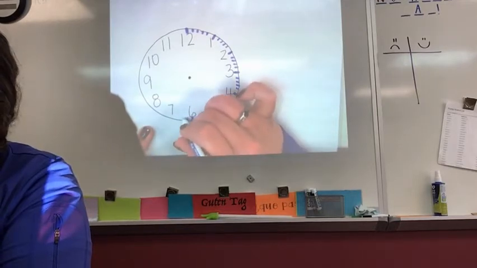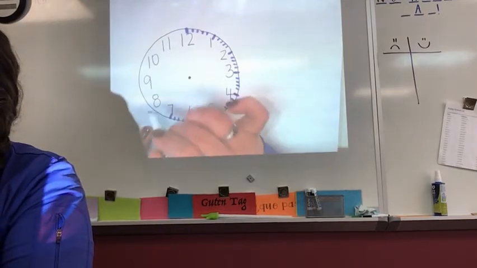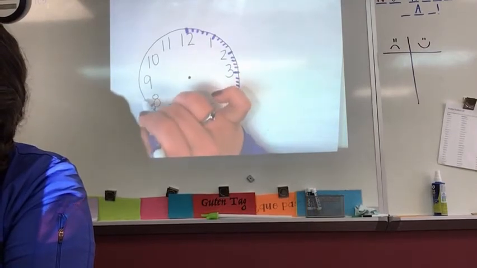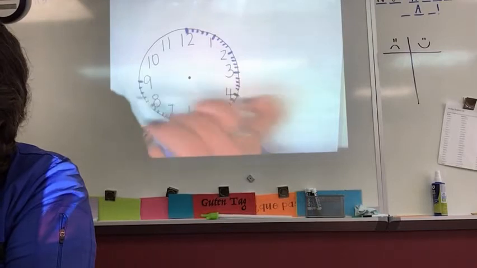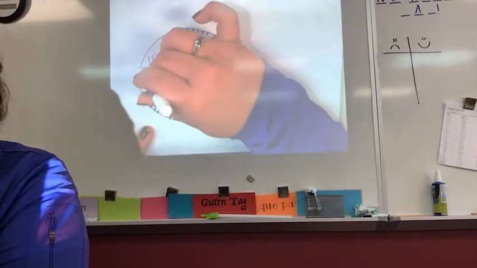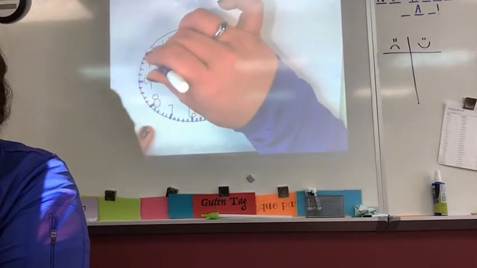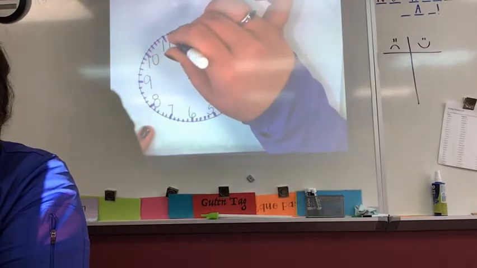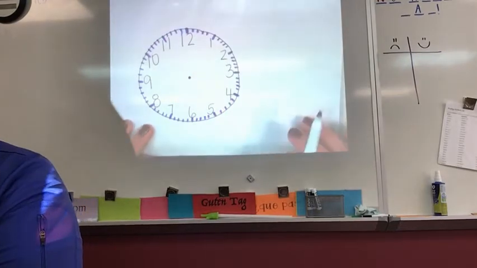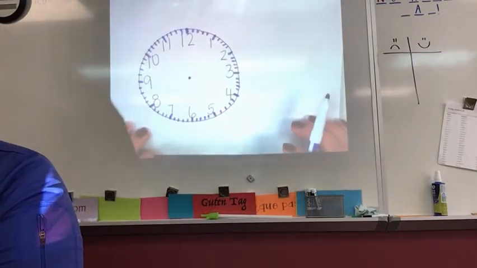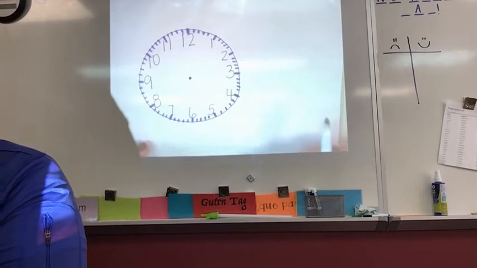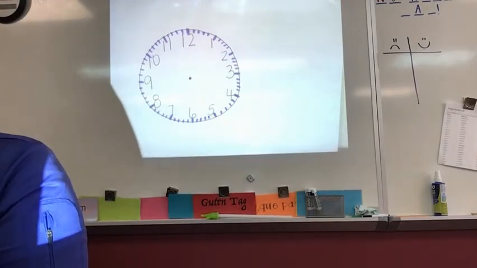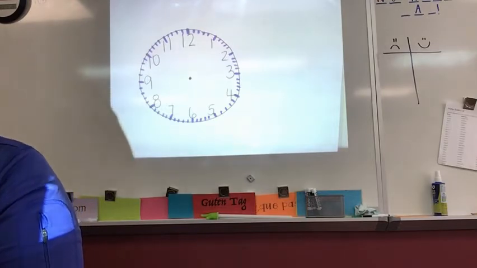And you can pause your screen if you need more time to work on this. Just make sure that you have 4 little dots in between each big long line. And don't rush it too much, because these little dots, not dots, but little minute lines, are going to be critical in solving these problems accurately. So if you need more time to get your clock up to snuff, you may pause your screen and do so, and press play when you're ready to continue.